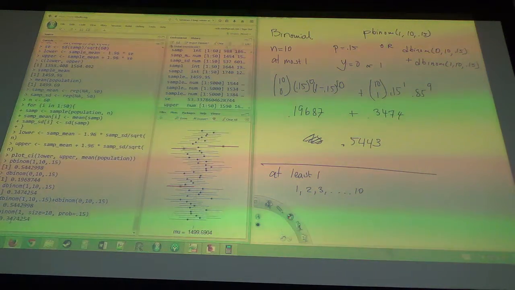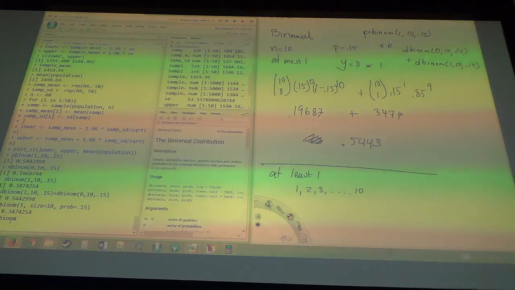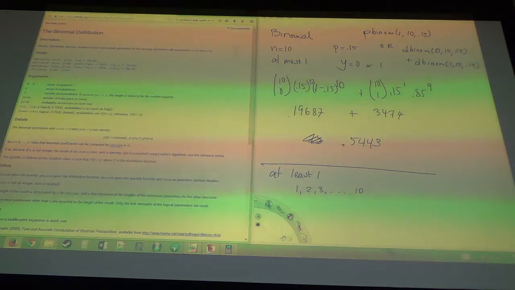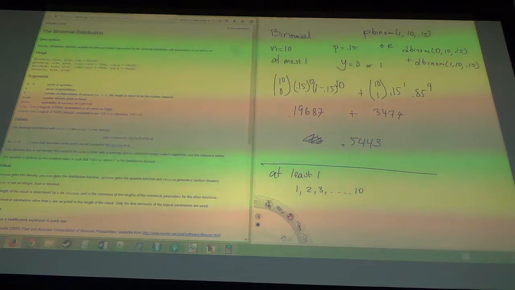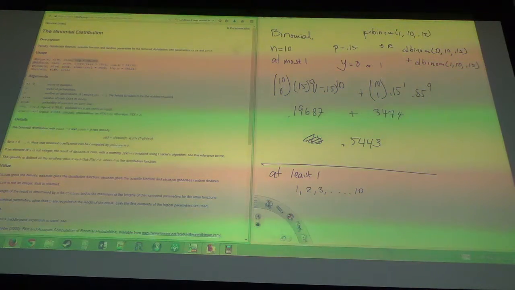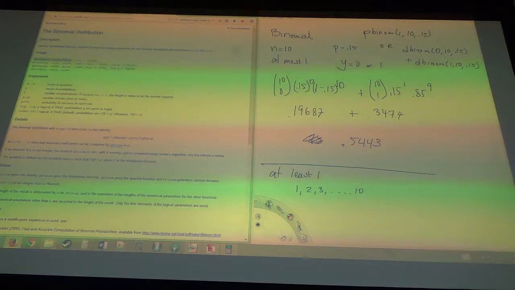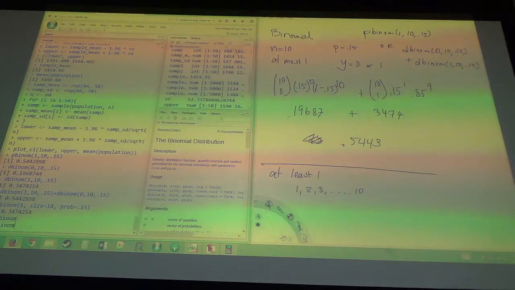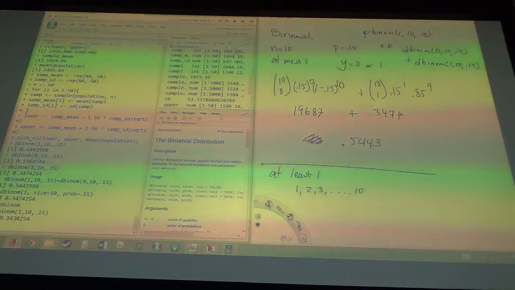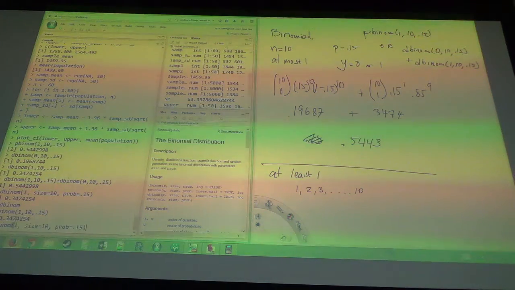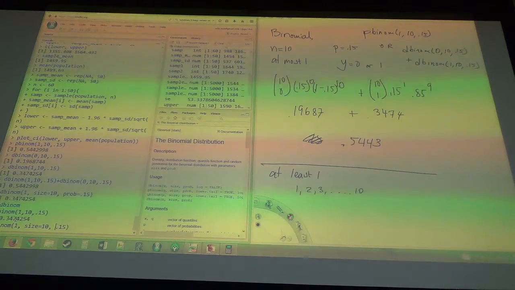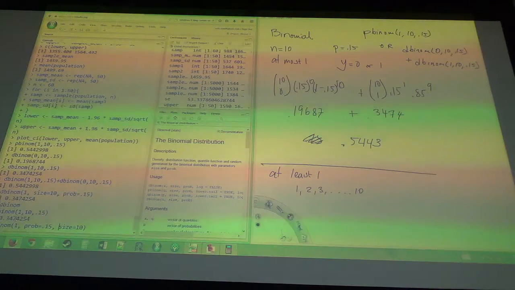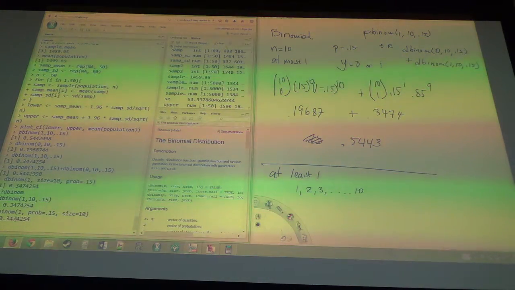Okay. When you look up the help on dbinom, you see right here, it says dbinom(x, size, prob), okay? So it's expecting the numbers in dbinom to come in this order. And if you provide them in that order, it will work just fine. So you could do dbinom(1, 10, 0.15) and it works. If you're not sure what order it goes in, you could say prob is equal to 0.15 and size is equal to 10, you can change the order and it will give you the same answer, okay?